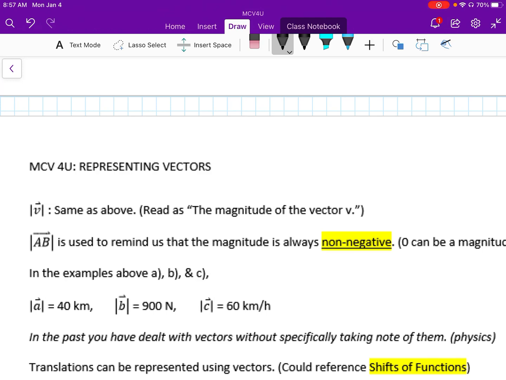The magnitudes of vectors A, B, and C you can see from the above. It makes sense. It's just the numerical value of it.